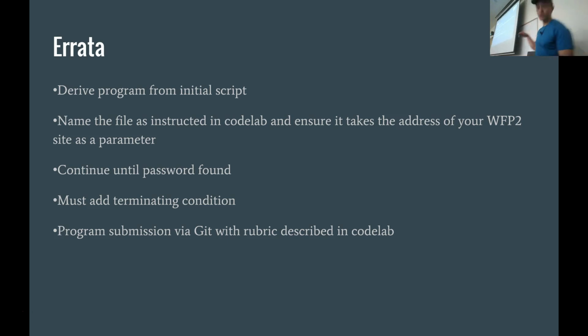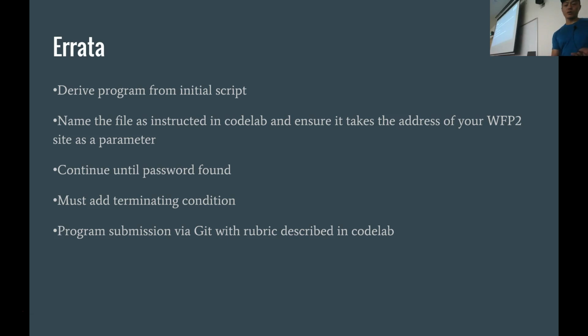Just some notes on the program. Derive the program from the initial script that we just gave you. Name the file as instructed in the code lab. This is to help the TA uniformly grade your assignments. Continue until the password is found, and make sure that you have a terminating condition so that your program can end appropriately. And then the program submission is done via Git through your repository.